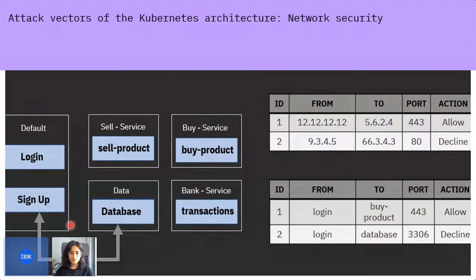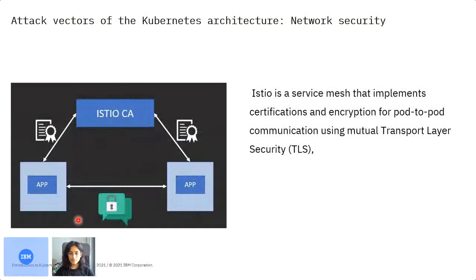So the service to service communication must be certified, right? And for that reason we can use Istio. It is an option to use. Istio is a service mesh that implements certification and encryption, as you can see here, for pod to pod communication using mutual transport layer security.